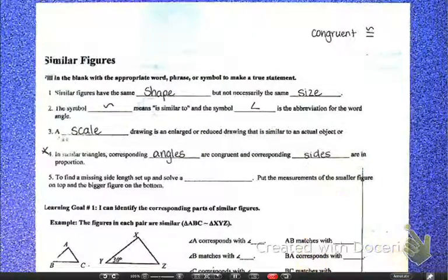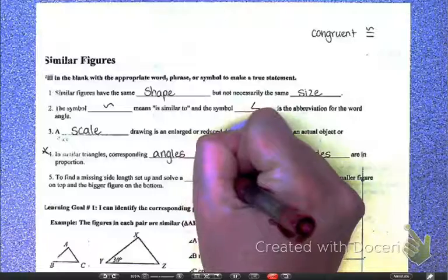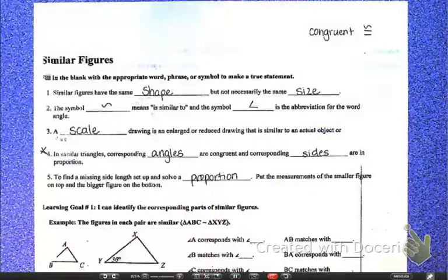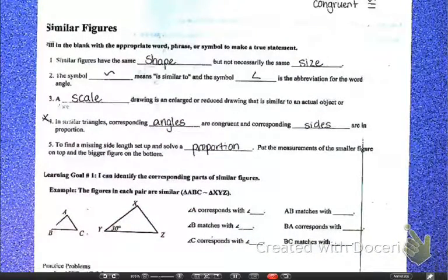All right. To find the missing side lengths, set up and solve a proportion. And this just gives you an example. Put the measurements of the smaller figure on top and the larger figure on bottom. But you can do it vice versa. You just have to be consistent with however you set up your proportions. Okay. Are we okay with definitions?